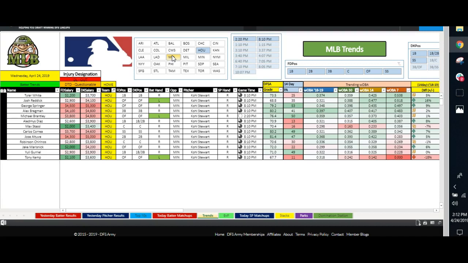These are the guys I'd be building my stacks around. Being that I like Houston tonight, Tyler White, Reddick, Springer, Bregman, and Brantley would definitely be in my stacks. And I'd probably be going into my optimizer and boosting their projections so that it pulled them first.